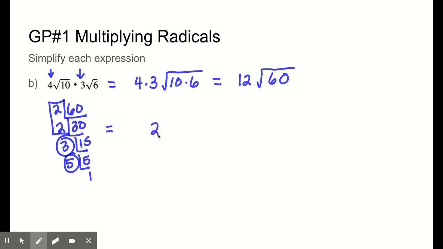That's going to give us 2 square root of 3 times 5, which gives us 15. To check that, we square the 2. 2 times 2 is 4, and 4 times 15 does give us 60. So we did simplify the 60. We did good. Then we're going to bring the 12 and put that out in front of our final answer, and then simplify that. 12 times 2 is going to give us 24 radical 15.